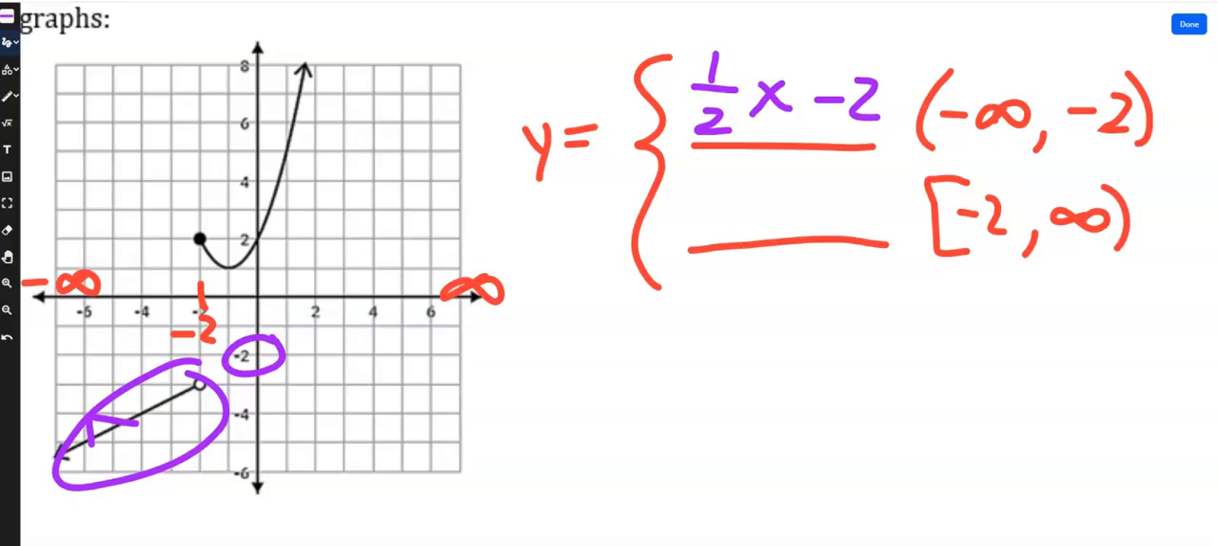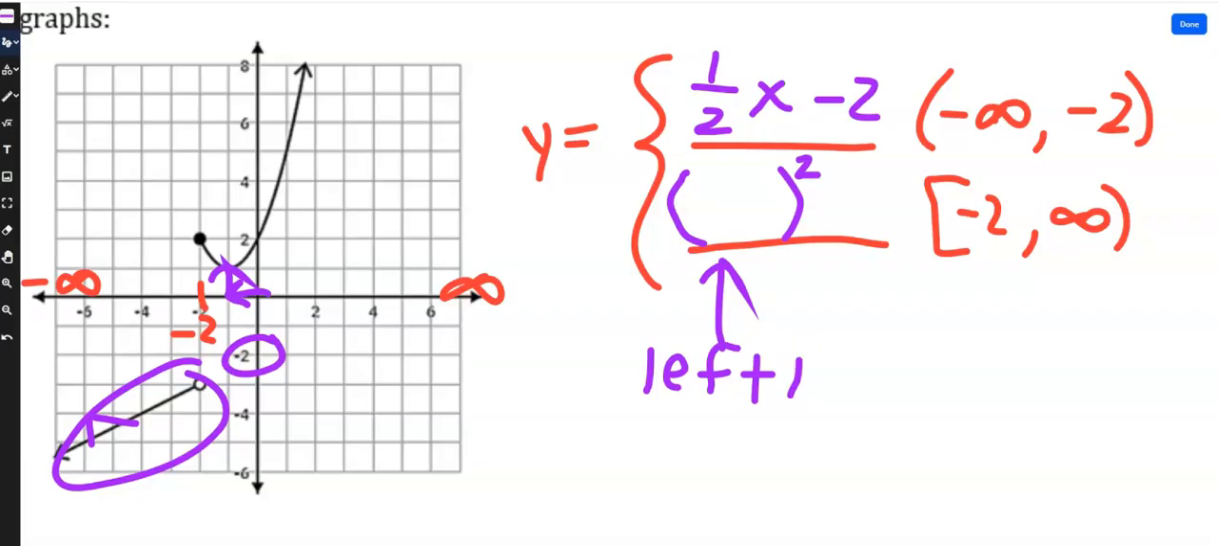Now the next one's a parabola. And remember the shape of the equation of a parabola: something squared. Since this went left 1 unit, we needed to say left 1, and we also needed to say up 1. So left 1 would be x plus 1 on the inside. Up 1 would be a plus 1 on the outside. Remember how it goes against your common sense on the inside for x, but it matches your common sense on the outside for y.